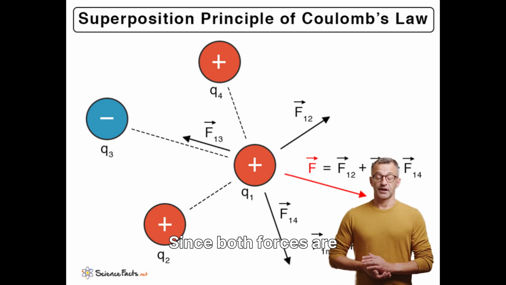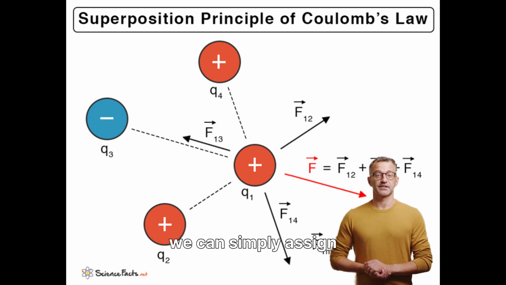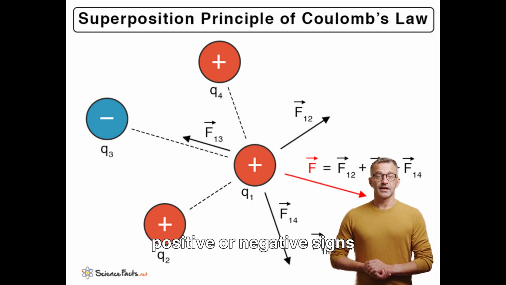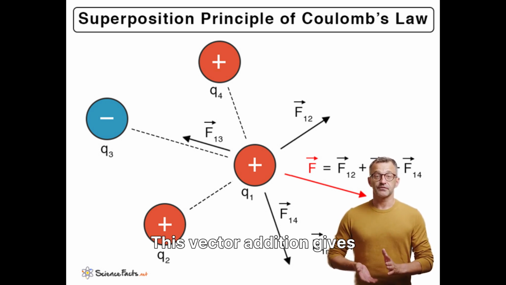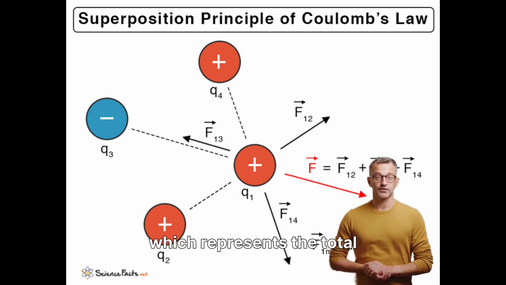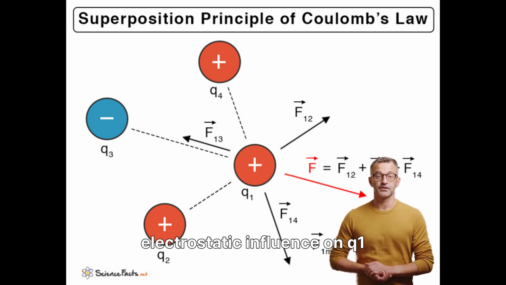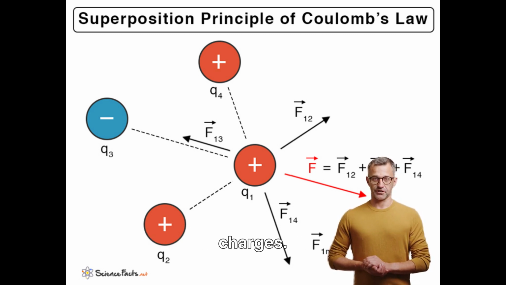Finally, to determine the net force on Q1, we add these two individual forces as vectors. Since both forces are acting along the x-axis, we can simply assign positive or negative signs based on their direction and sum them algebraically. This vector addition gives us the resultant force, which represents the total electrostatic influence on Q1 from the other two charges.